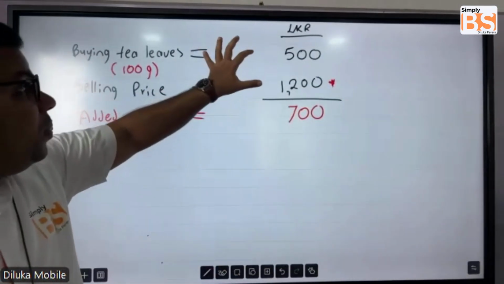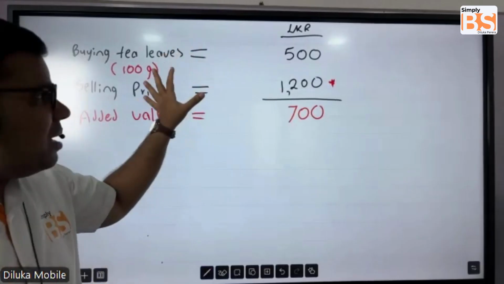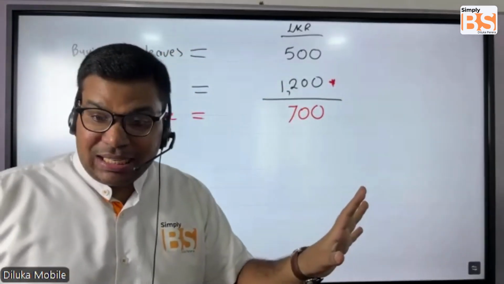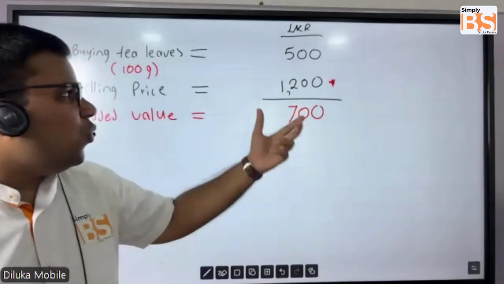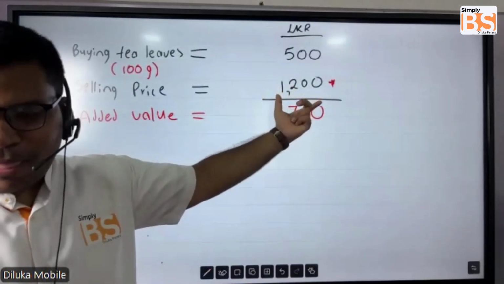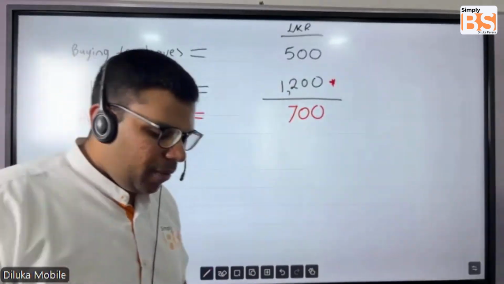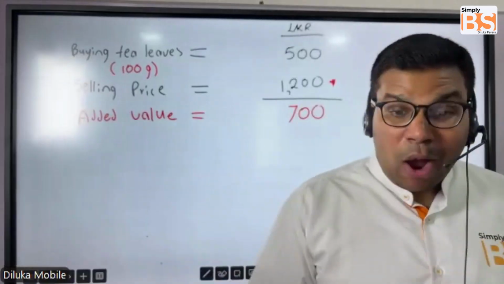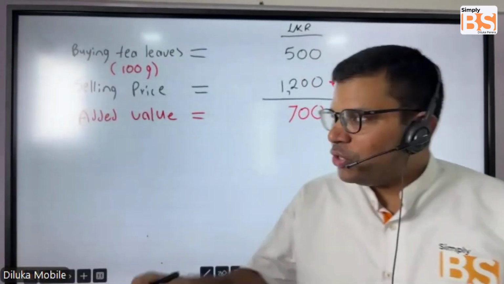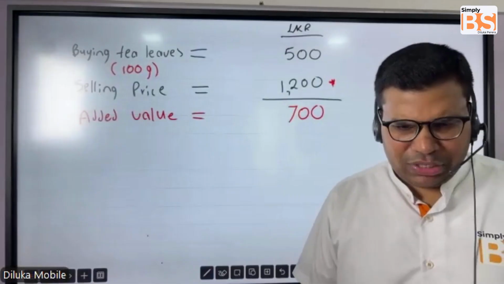You bought these fresh tea leaves of 100 grams at 500, and after the production process is completed, now you have worth of 1,200 of tea powder which is being produced. So how much value is created? Which is 700 rupees.